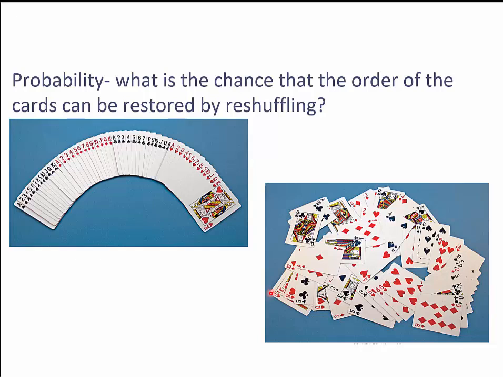Let's take a second to talk about probability. What's the chance that the order of the cards can be restored by reshuffling? All right, so yeah, your intuition is right. It's a very, very, very small number. That's going to involve some factorials and exponents, and the odds are not good that you can reshuffle those things into a particular order out of randomness.